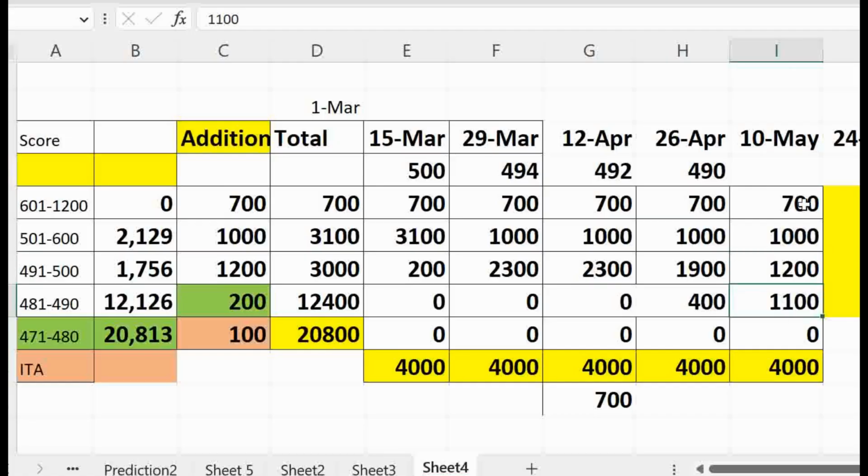So in order to complete 4000, if we add up these three, it makes 2900, and to complete 4000 we have to pick up 1100 from this slab, that is 481 to 490. The earlier cutoff score was 490. So if we pick up 1100 from this slab, the cutoff score may fall down by 1 point only. So the next cutoff score can be 489.